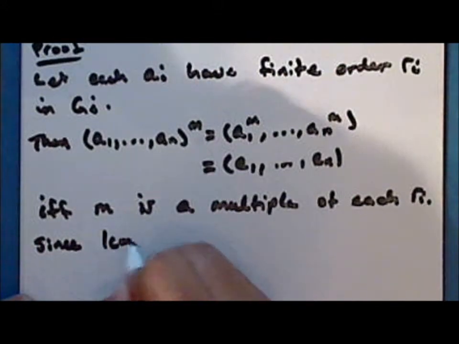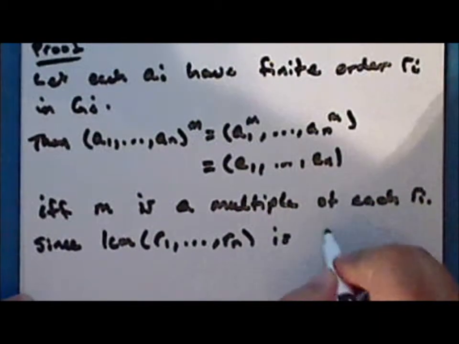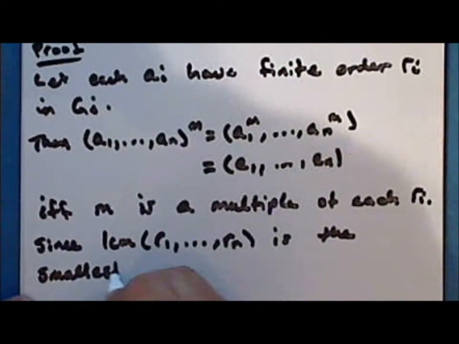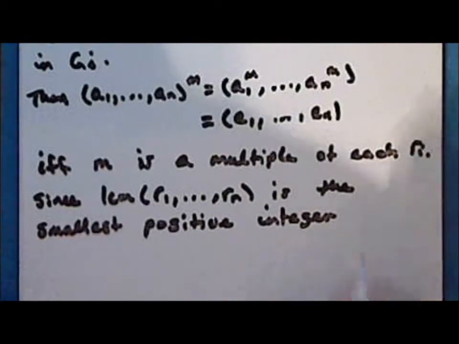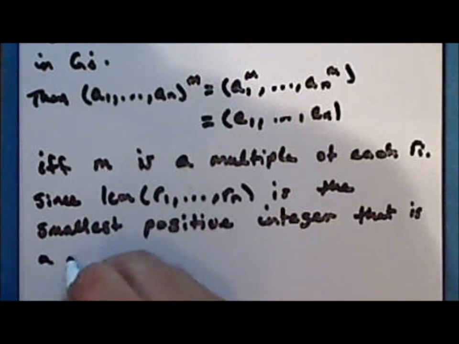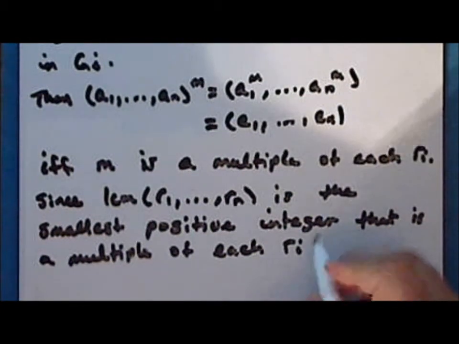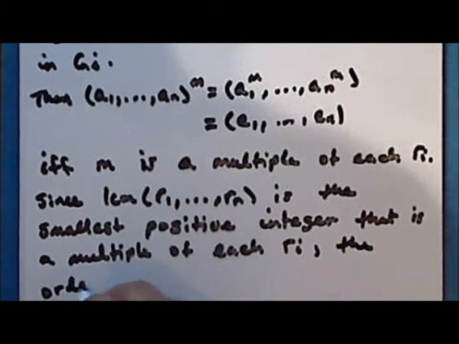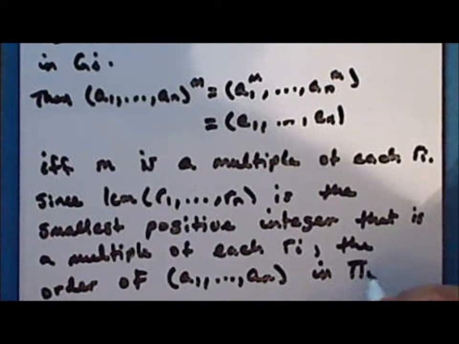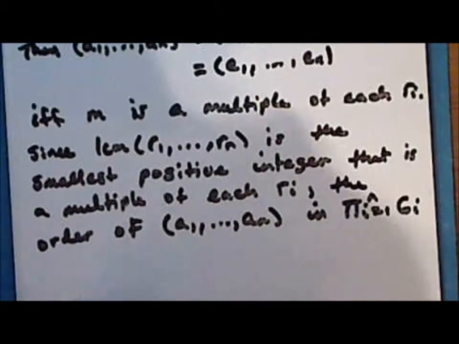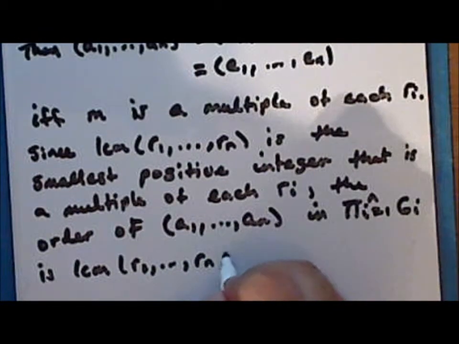Now, since the least common multiple of each of those orders is the smallest positive integer that is a multiple of each of the orders r sub i, the order of the n-tuple in the direct product of the groups G sub i is the least common multiple of the orders of each element in its respective group.